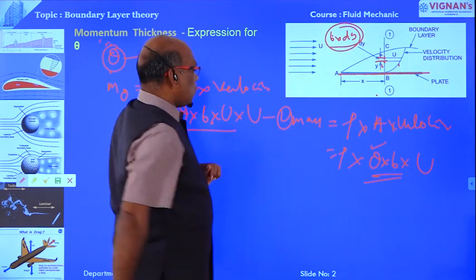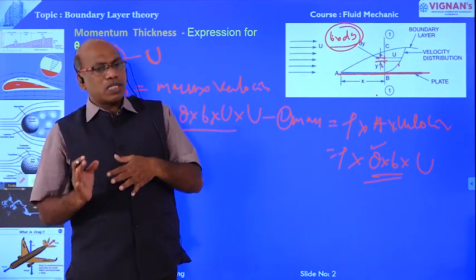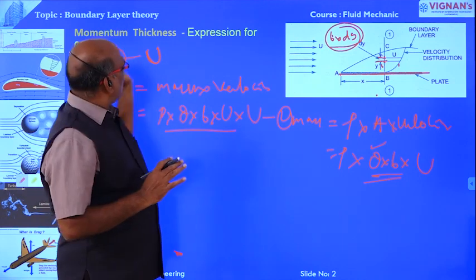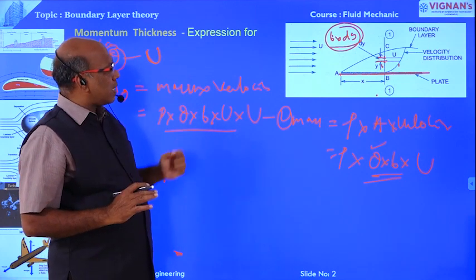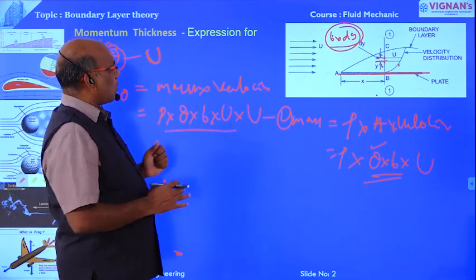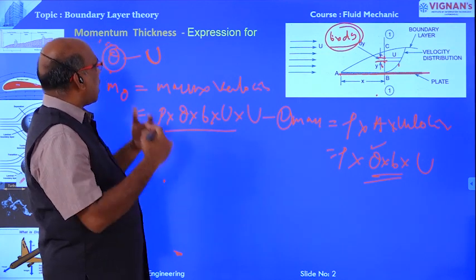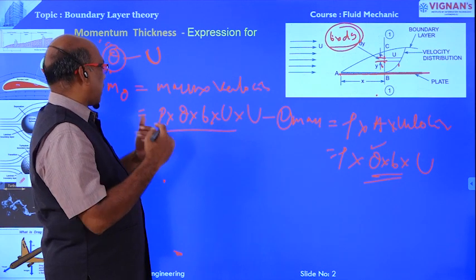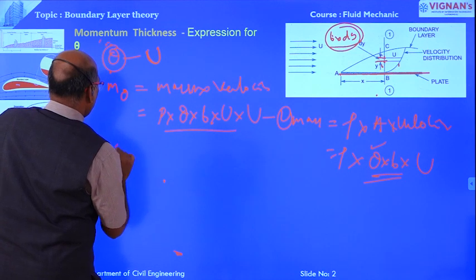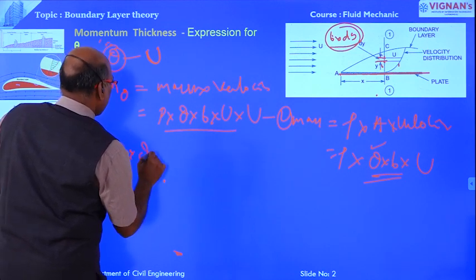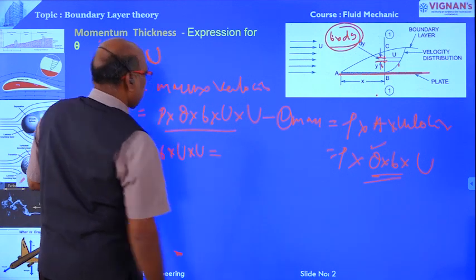This is equation number 2. Earlier we have already determined the presence of the boundary layer, absence of the boundary layer, the momentum of the flowing liquid, and the difference or loss of momentum. That is equation number 1. Therefore, equating these two losses, finally we are going to get the momentum thickness theta.